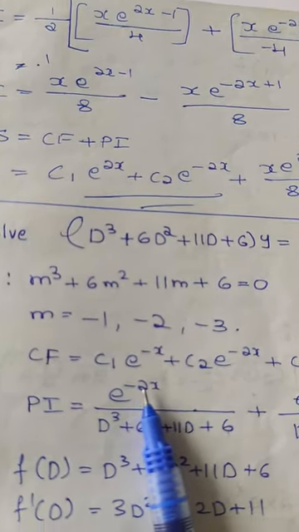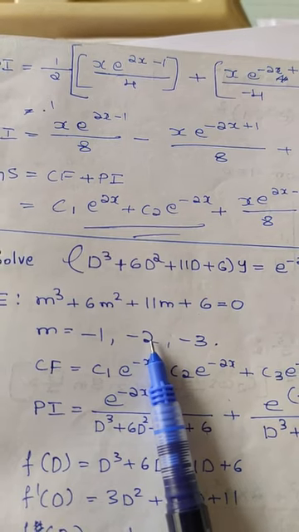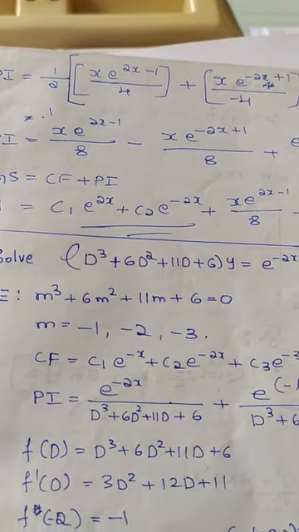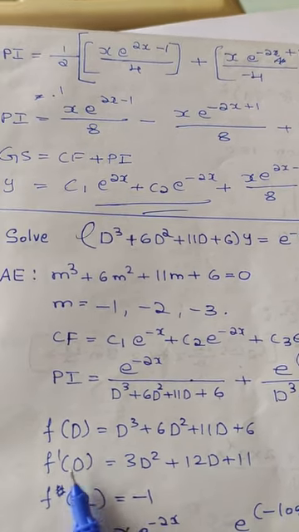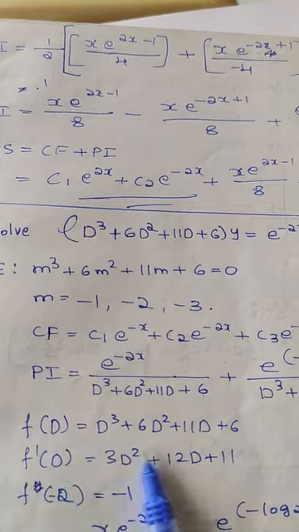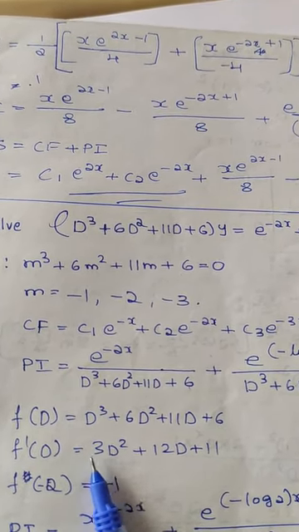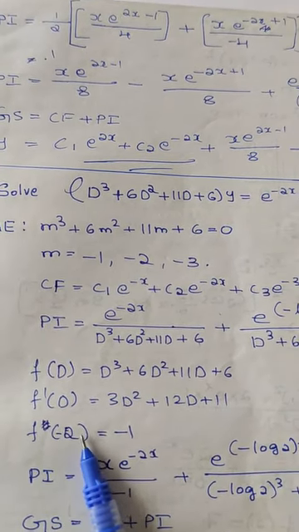Minus 2 is the coefficient of x, and minus 2 repeats how many times? One time. That means f of minus 2 is always 0, and f dash of minus 2 is not equal to 0. Okay, see, find the derivative of f of d, that is f dash of d. Differentiate 3d square plus 12d plus 11. Find f dash of minus 2.